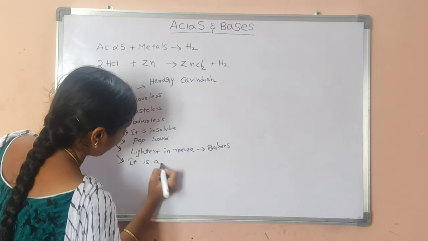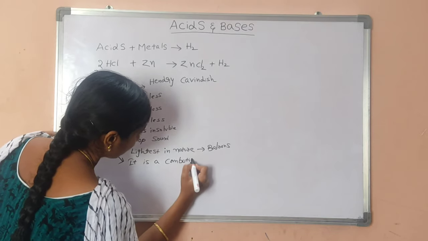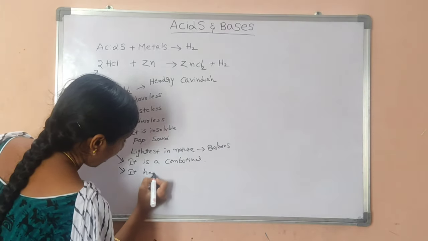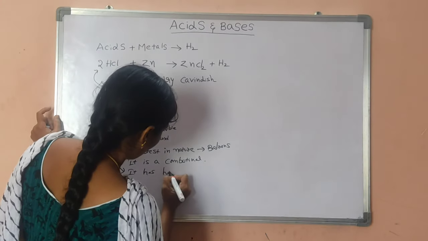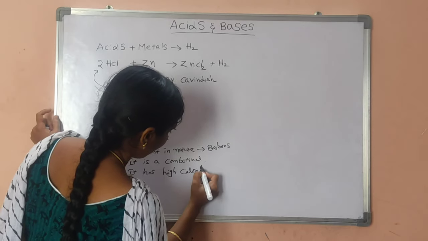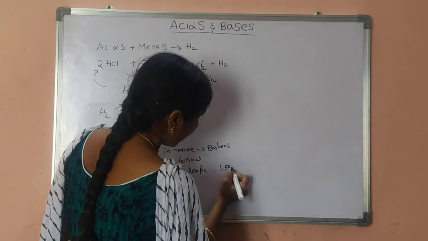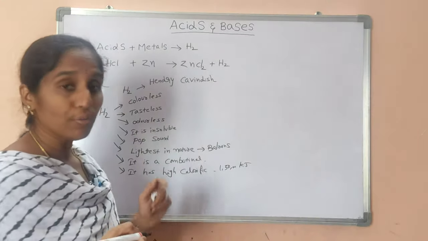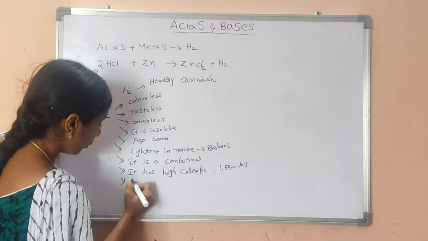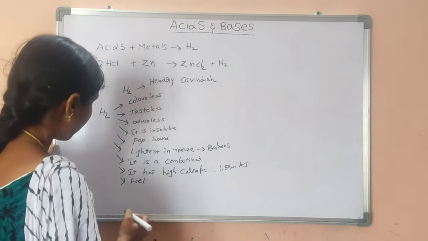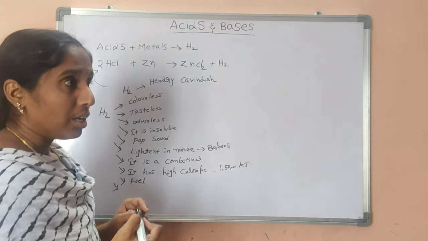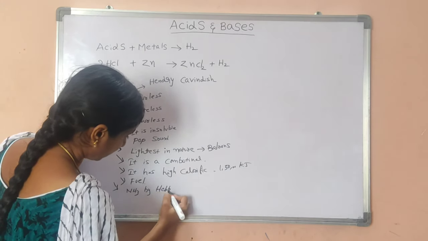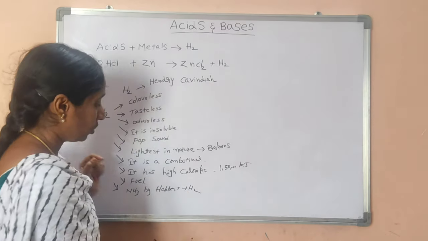It is a combustible gas. Next, it has a high calorific value. Nearly 150,000 kilojoules of energy is released when 1 kg of hydrogen burns in the presence of oxygen. So it is used as a fuel. Next, in the preparation of ammonia by Haber's process, hydrogen gas is used.